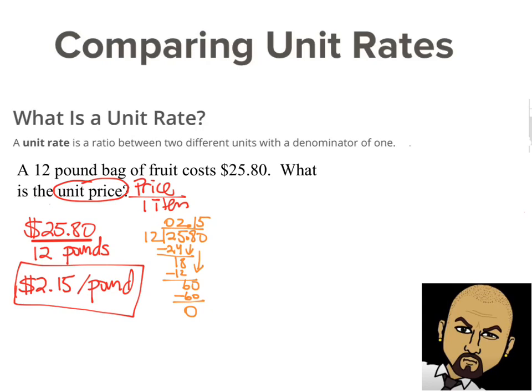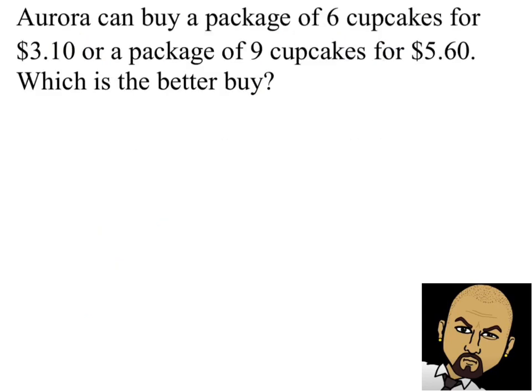Let's go ahead and move on to a comparing unit rate problem. Here we got Aurora. She can buy a package of 6 cupcakes for $3.10 or a package of 9 cupcakes for $5.60. What is the better buy? So we have two situations here. We got 6 cupcakes for $3.10 and we also have 9 cupcakes for $5.60. What we have to do is figure out the unit price for each of those packages.